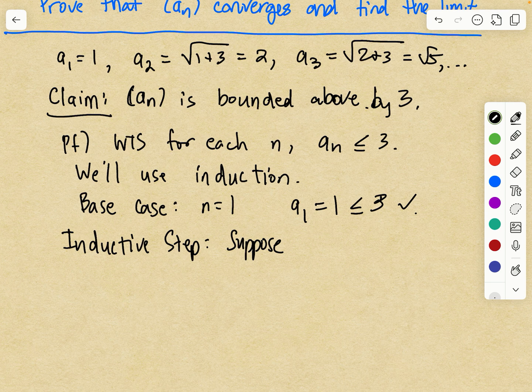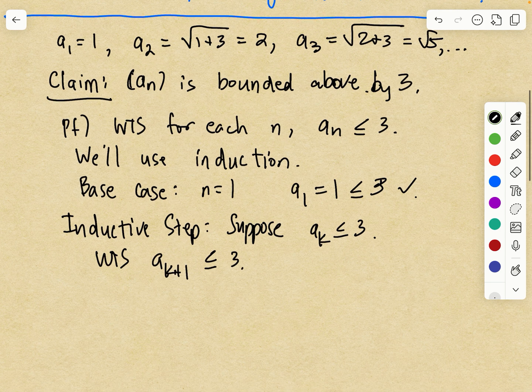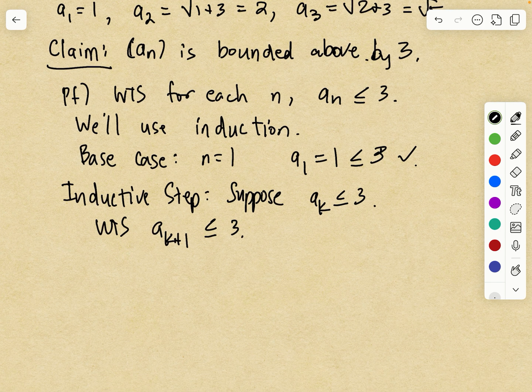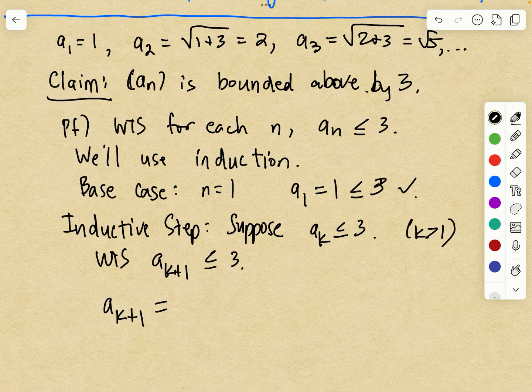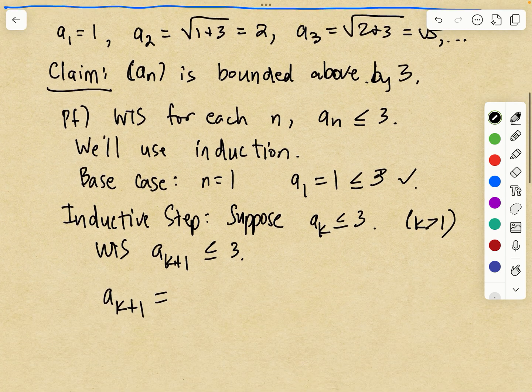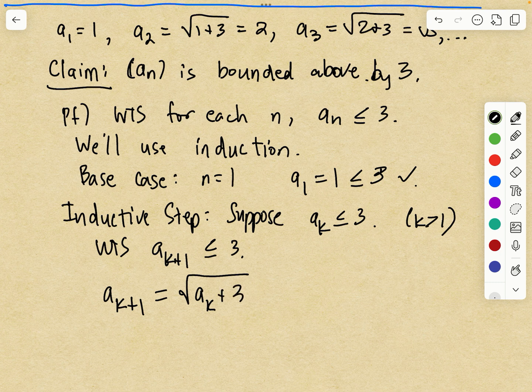Let's suppose that it's true for a_k. So suppose that a_k is bounded above by 3. We want to show that a_(k+1) is less than or equal to 3. Well, we know that a_(k+1) is, by definition, for k greater than 1, the square root of a_k plus 3. Now, can you see how we can show that this is less than or equal to 3?